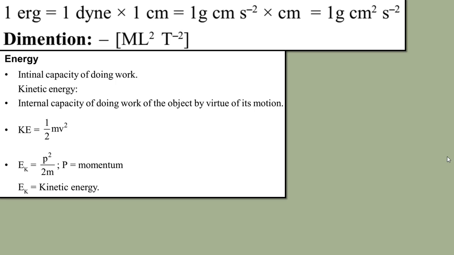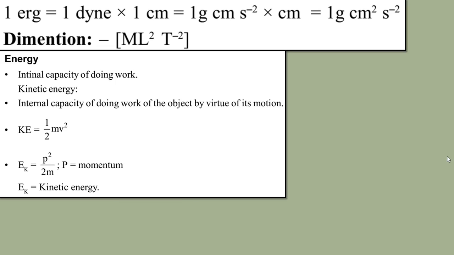Now energy. Energy is nothing but the internal capacity of doing work. To do the work we require some energy. Whatever capacity we have for doing work, that is called the energy.